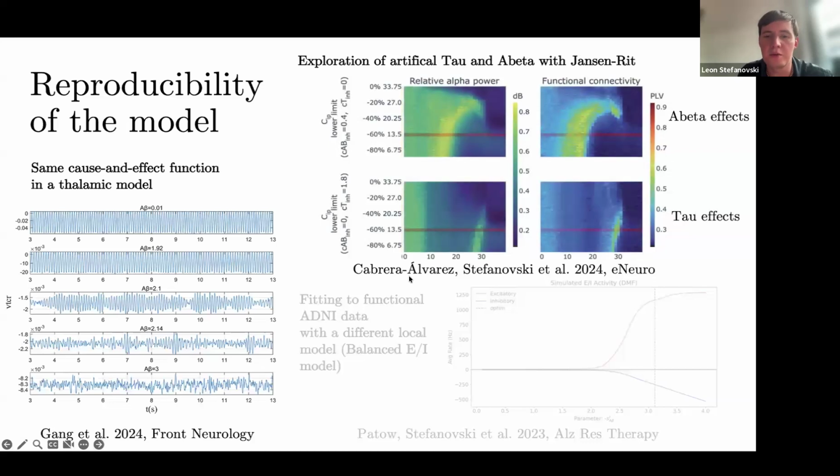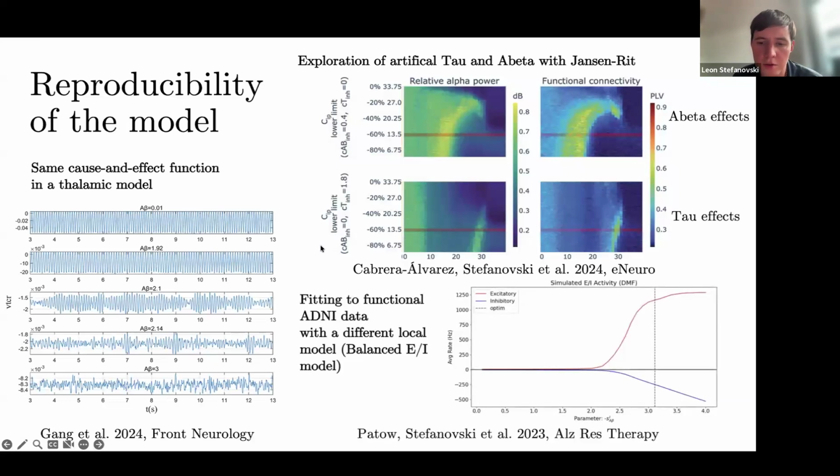Then we used the same neural mass model, so the Jansen-Rit model, but not amyloid data from PET, but instead artificial burdens of amyloid beta and tau derived from a protein pathology model, so how the pathological folding of these proteins progresses and distributes in the brain. And there we were also able to see the same relationship between inhibition and slowing.